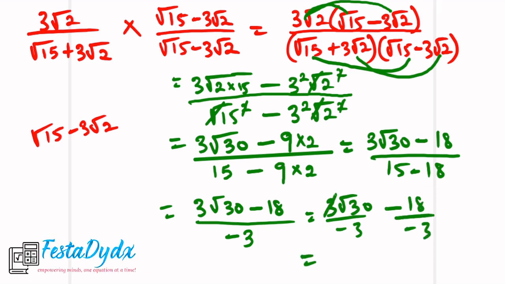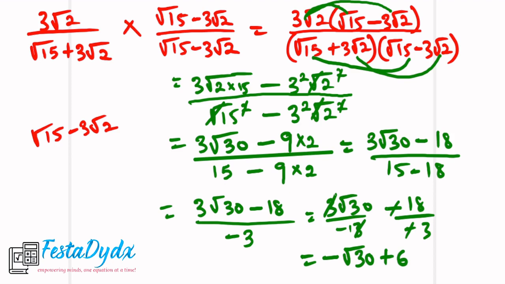So we're having 3 cancel 3, which is 1. So we are left with root 30 all over minus 1, which is going to give us minus root 30. Then minus cancel minus will give us plus. 18 divided by 3 is 6. So this is what we get after rationalizing the third variable in this question.